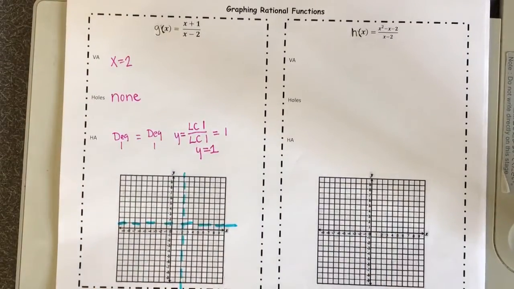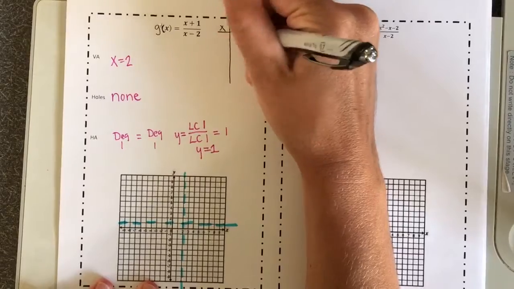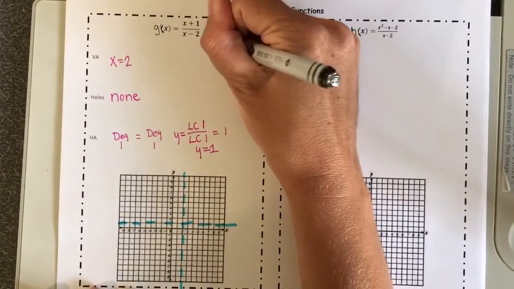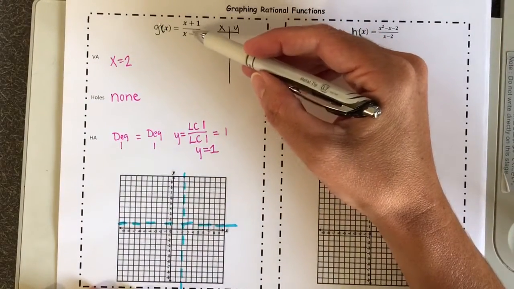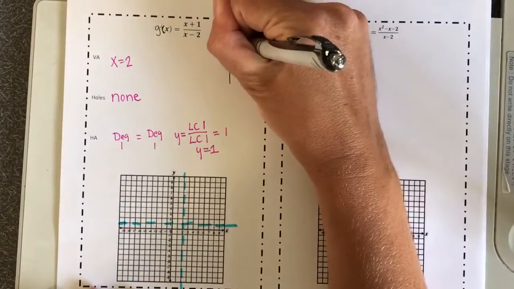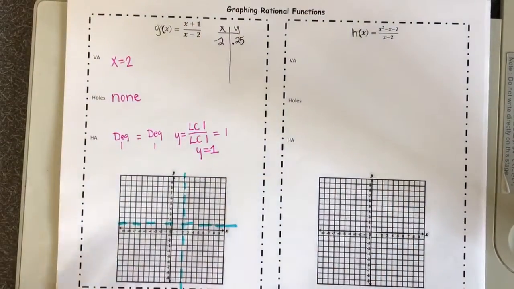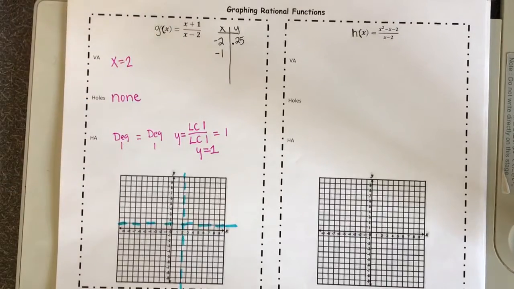Setting up these lines just helps give me an idea of what the function's going to look like and where it's going to be shifted to. And just like I do with anything else when I'm graphing, always use an input-output table. So if you go back to Unit 1, plug numbers into x and get numbers out for y. So if I plug in negative 2 into x, negative 2 plus 1 is negative 1. Negative 2 minus 2 is negative 4. Negative 1 over negative 4 is positive 0.25. Okay, if I plug a negative 1 into x, negative 1 plus 1 is 0. Negative 1 minus 2 is negative 3, but 0 divided by anything is 0.